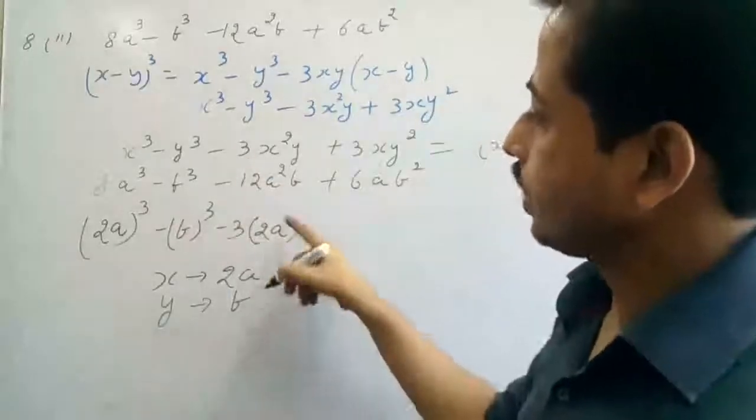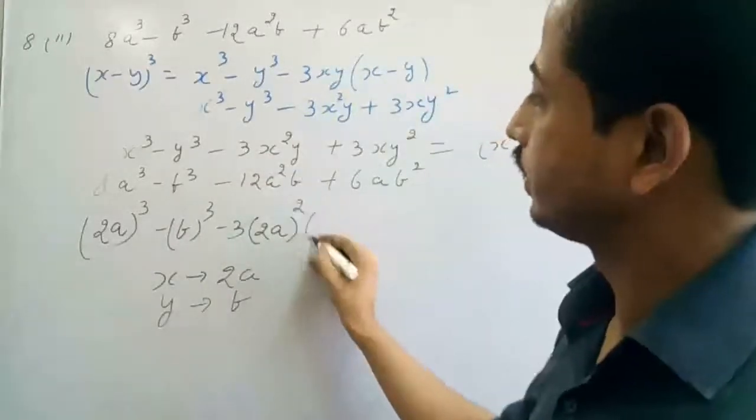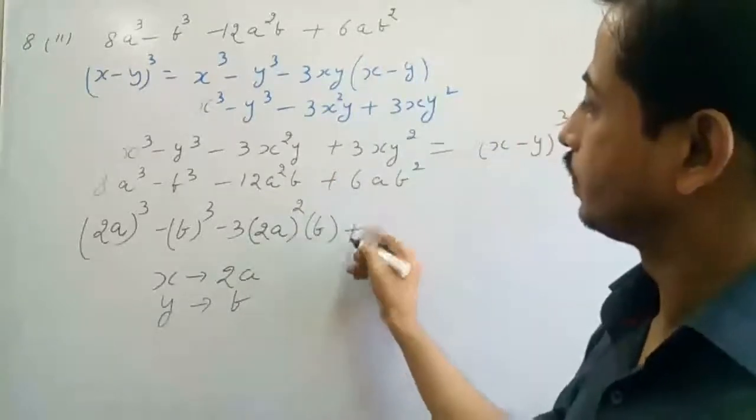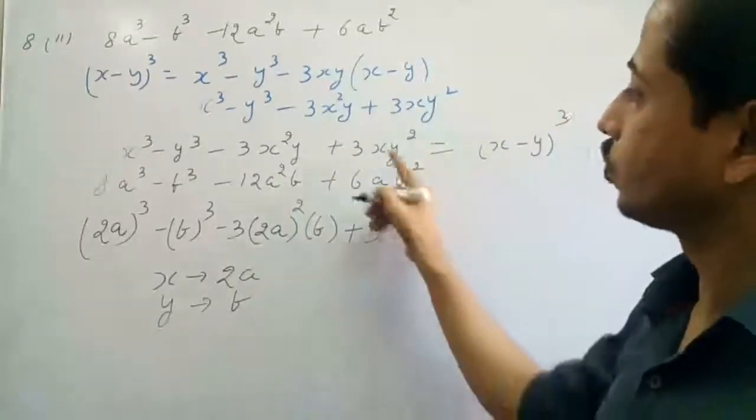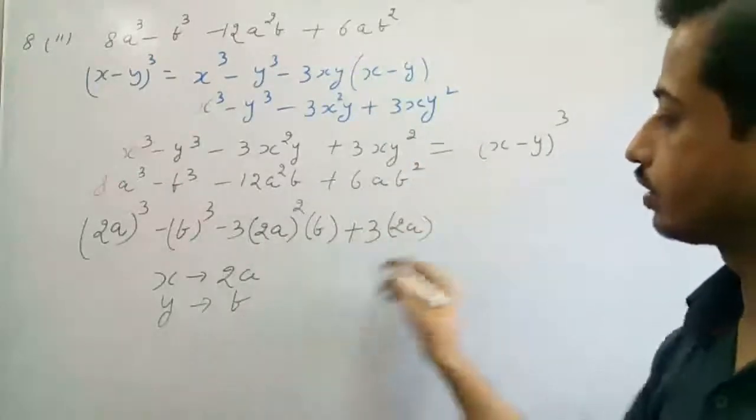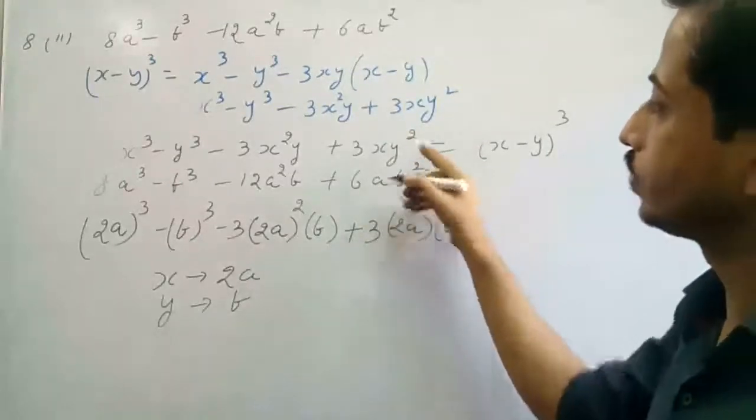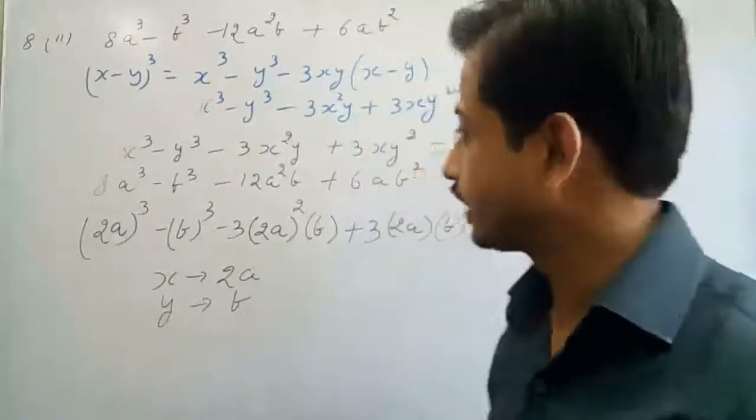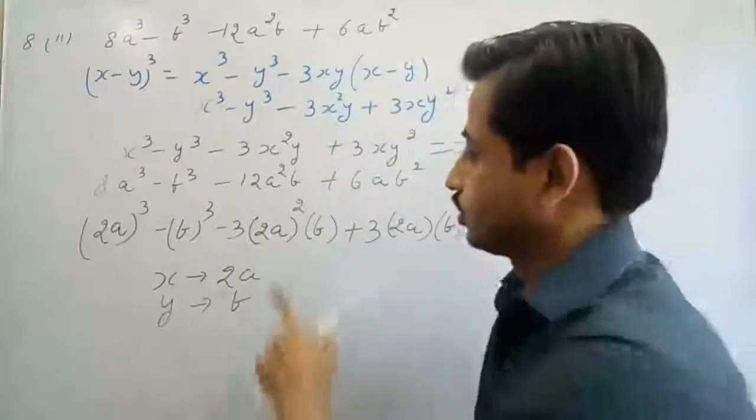Now 3 into x square into y. Y is what? b. Plus 3 into x is what? 2a. Y is what? b square. Now do solve and check whether we get the same result or not.